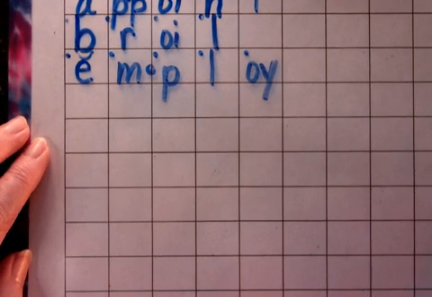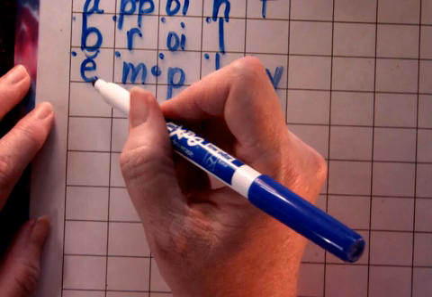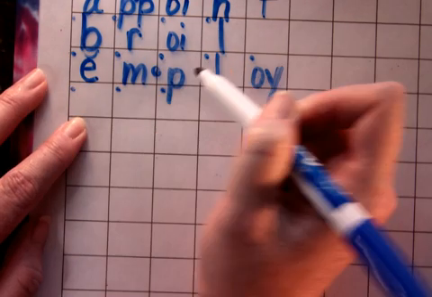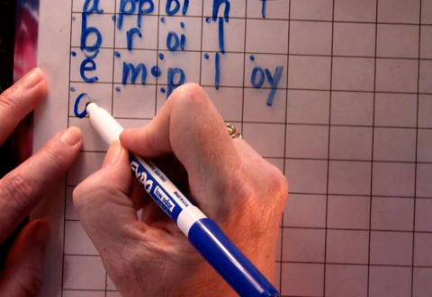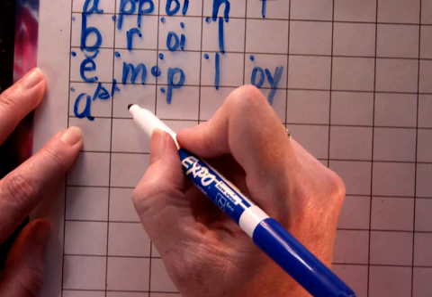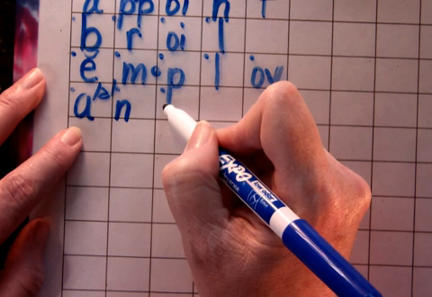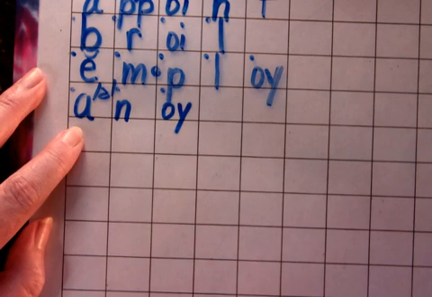The next word is annoy. My brother annoys me. Annoy. Oy is spelled with an A, like about and around. It's that schwa. Oy at the end of a word is O-Y. Annoy.